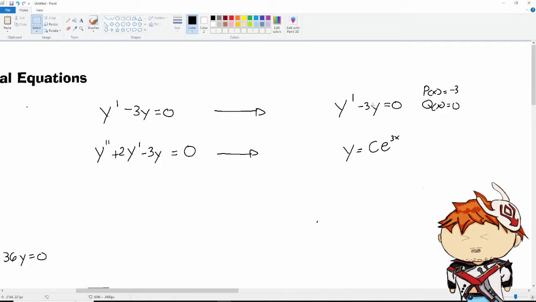And if we try to change this 3 into, let's say, 4, your answer is gonna be C e raised to 4x. That's your assignment. I'm not gonna solve it again, but that will become your answer. Now there's a pattern. We're gonna notice a pattern.